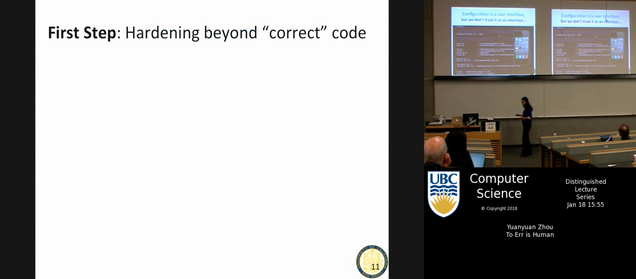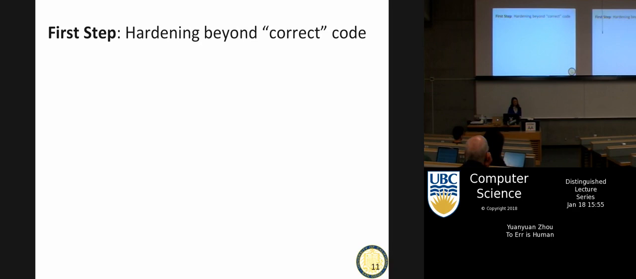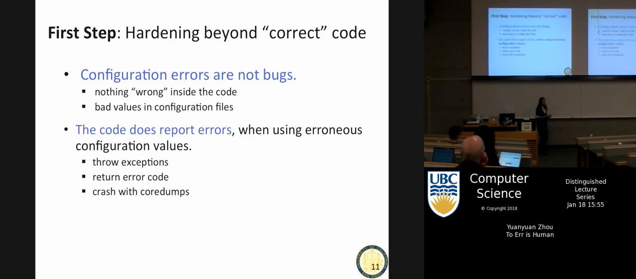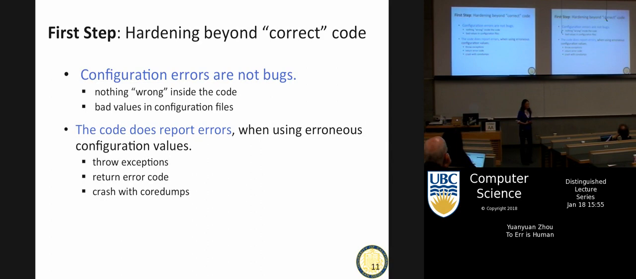So the first step is, of course, there is a long path to improving the configuration design. We started with an early step, trying to enhance our system to be able to deal with configuration errors. One thing is, you can say configuration errors are not bugs, right? Our code is correct, okay? They're not software defects. Our code is correct, and it's the bad values in the configuration settings. It's the system admin who configured it wrong. And you can even argue that the code does report errors. I do report errors, and sometimes I even throw exceptions, or return an error code, or crash with a core dump.